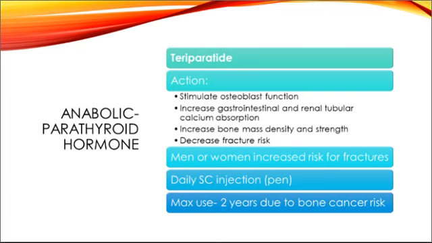It stimulates osteoblast function, increases gastrointestinal and renal tubular calcium absorption. So it works in a couple of ways to increase your bone density and strength, both by making the osteoblasts work harder and your body hang on to more of your calcium. That's why you need good renal function. So it increases your bone density and strength, which leads to a decrease in fracture risk. It can be used in men or women at risk for fractures. It's a sub-Q injection given daily with a pen.